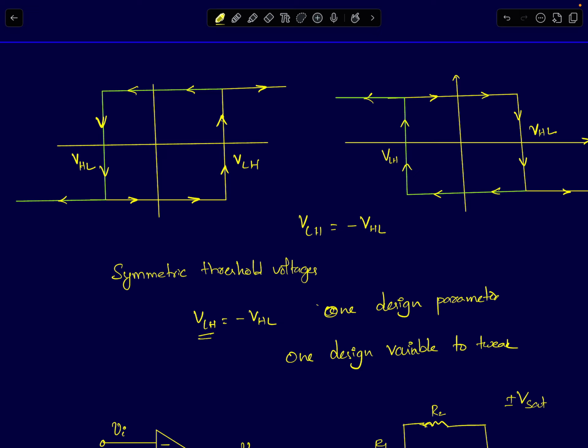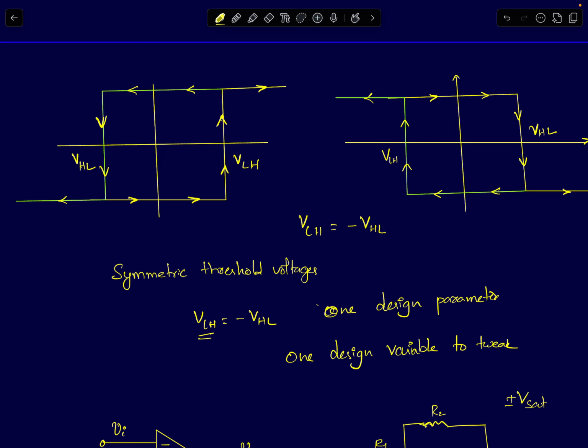In this lecture, I'll talk about Schmidt triggers from a designer's point of view, from a circuit designer's point of view, and also very briefly summarize all the points that we have discussed so far, and also some other interesting ways of realizing Schmidt triggers with asymmetric threshold voltages. So I'll start with the discussion.